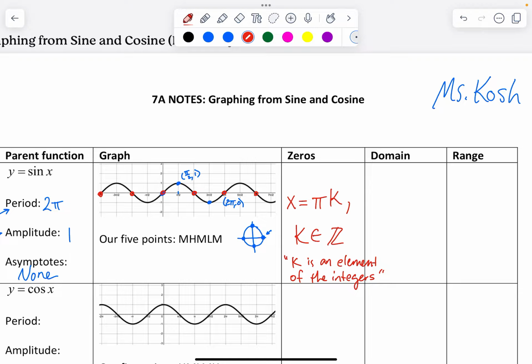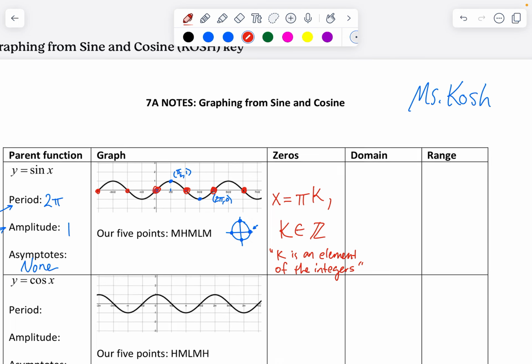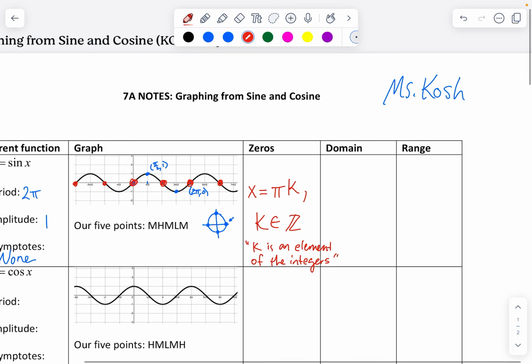Mathematicians are inherently lazy, efficient people. We will use 3 little symbols right here instead of writing out that whole sentence. And so our zeros happen, so notice if I plug in the integer 0, 0 times pi is 0, we have a 0 at 0. If I plug in 1, I am at 1 pi. If I plug in 2, I'm at 2 pi. If I plug in 3, I'm at 3 pi, etc. Okay, so that is where we find the zeros.